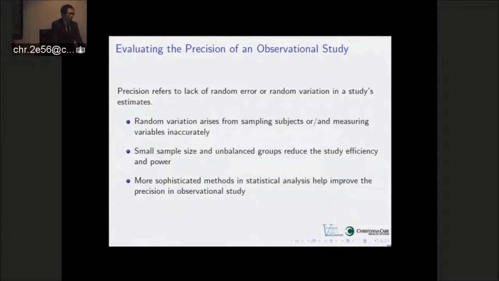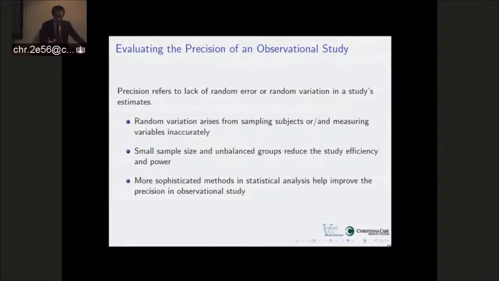For observational studies, I would like to talk about some evaluation of precision and validity issues. These are also important when we conduct an observational study. So first, let's look at evaluating precision. Precision refers to a lack of random error or random variation in study estimates. This random variation arises from sampling subjects or measuring variables incorrectly.